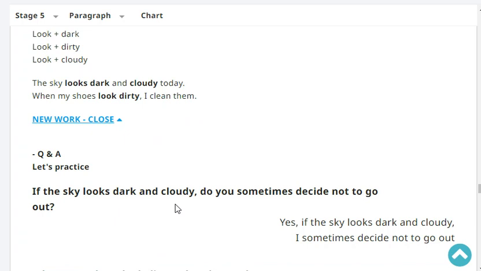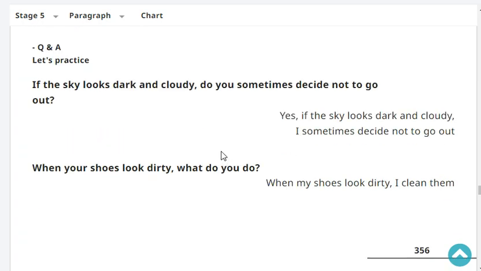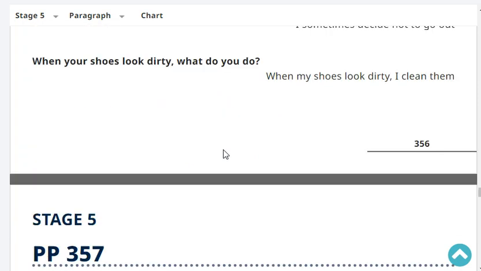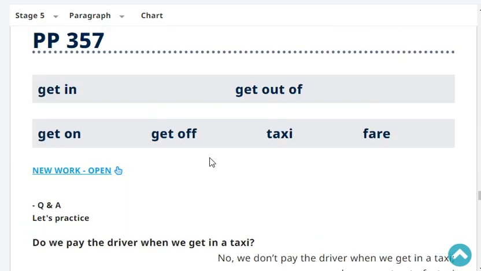Let's practice. If the sky looks dark and cloudy, do you sometimes decide not to go out? Yes. If the sky looks dark and cloudy, I sometimes decide not to go out. When your shoes look dirty, what do you do? When my shoes look dirty, I clean them. Very good.